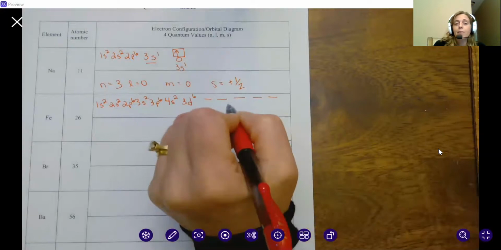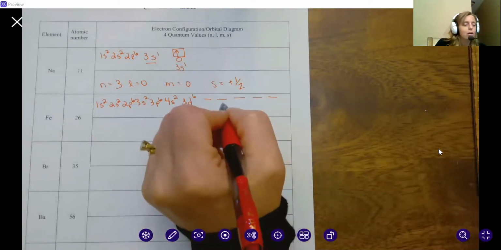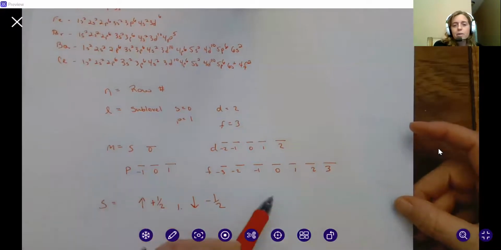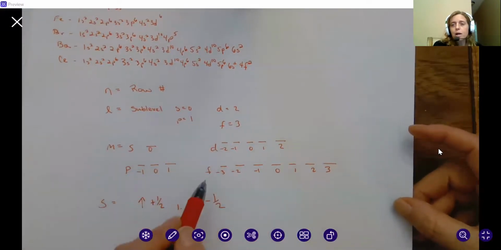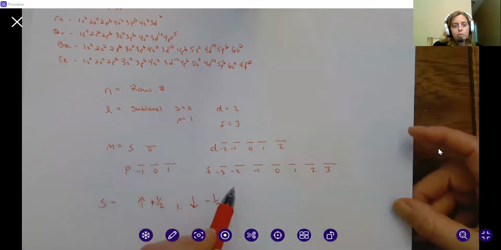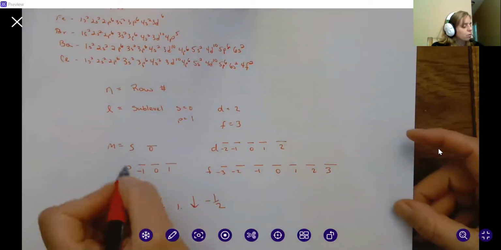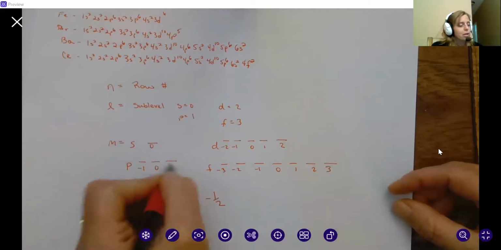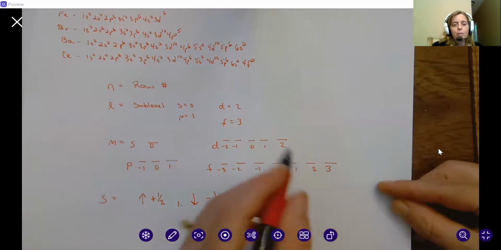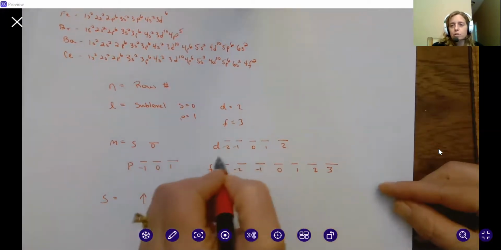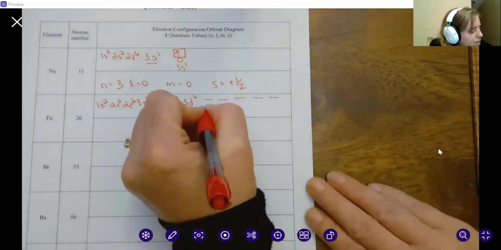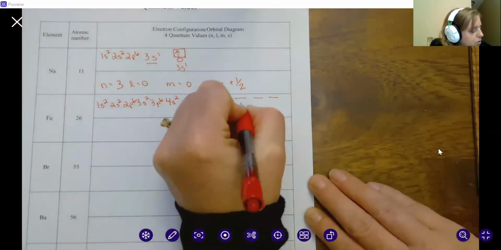Now, if I forget how many are there, guess what? You already have that written on your periodic table, because if you go over to where M is, M actually tells you how many lines to draw for each of the 4 orbitals. S is 1, P has 3, D has 5, and F has 7. And then remember, underneath those blanks, you have numbers assigned to them. So I'm going to look here. I'm in D sublevel. So I'm going to say -2, -1, 0, 1, 2.